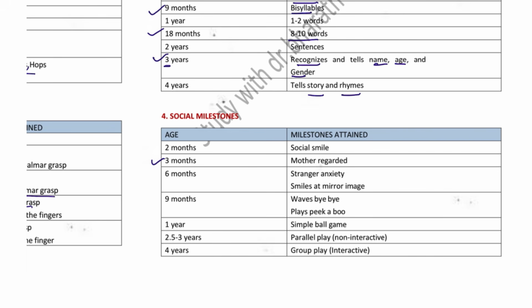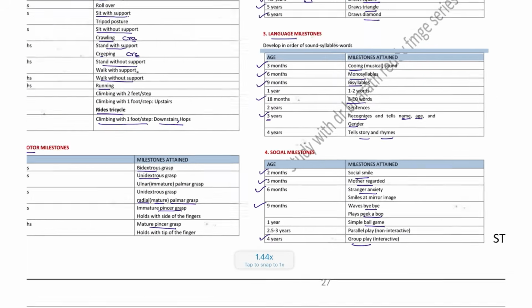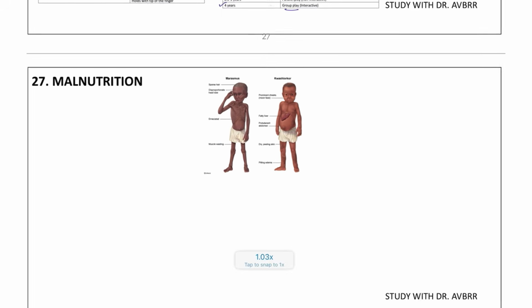Social milestones. At 2 months social smile, at 3 months the patient can recognize the mother, and at 6 months stranger anxiety, at 9 months waves bye bye or peekaboo, at 1 year the patient can play a simple play game, and at 4 years the patient can also have group play. Right, these are the milestones that have been asked.